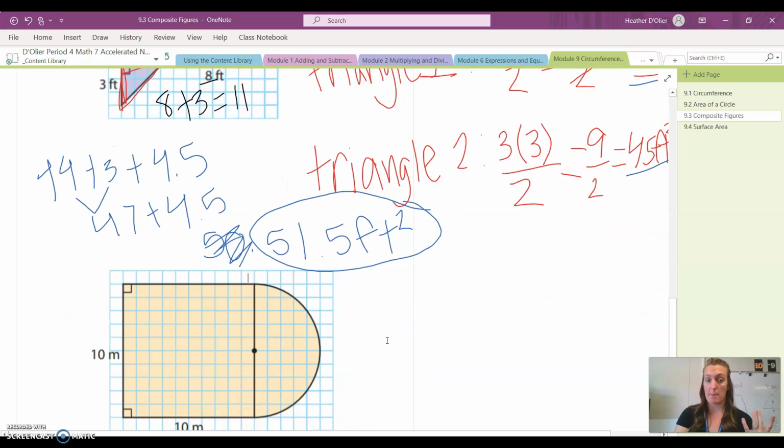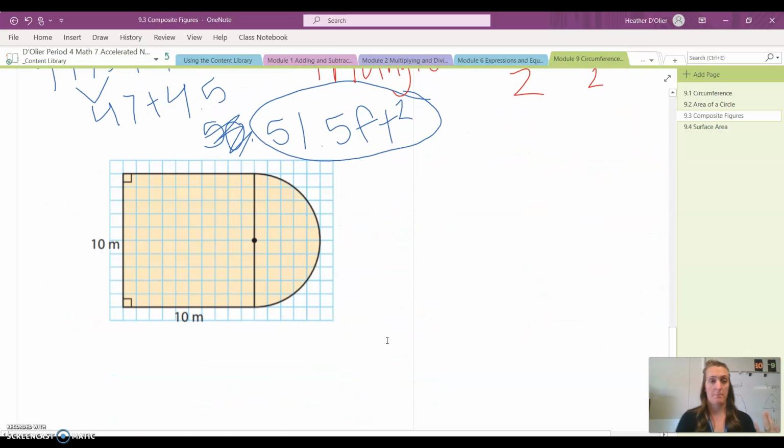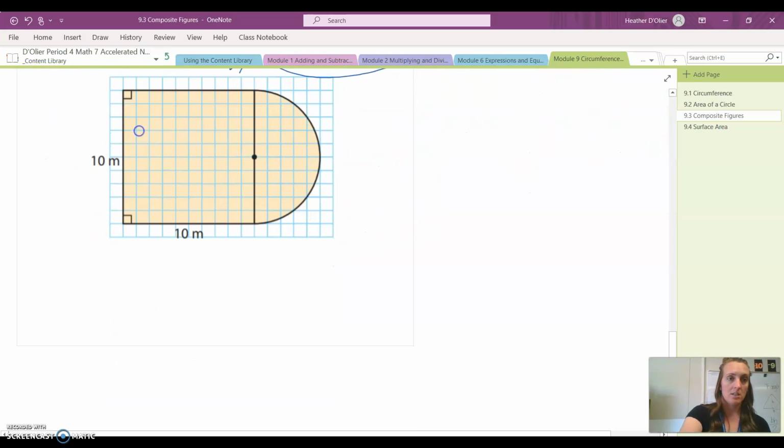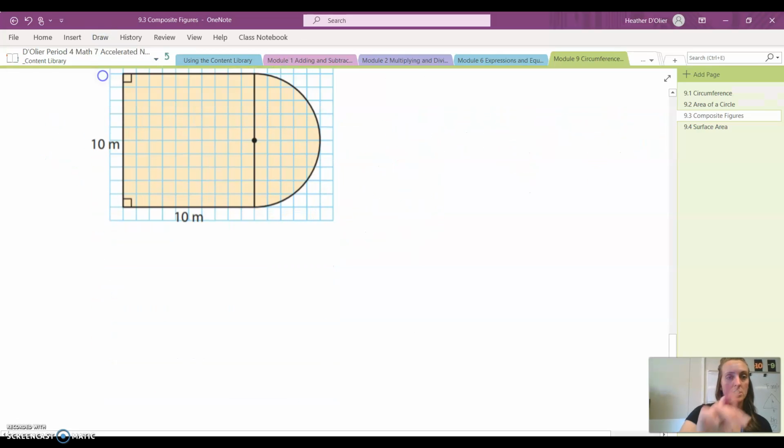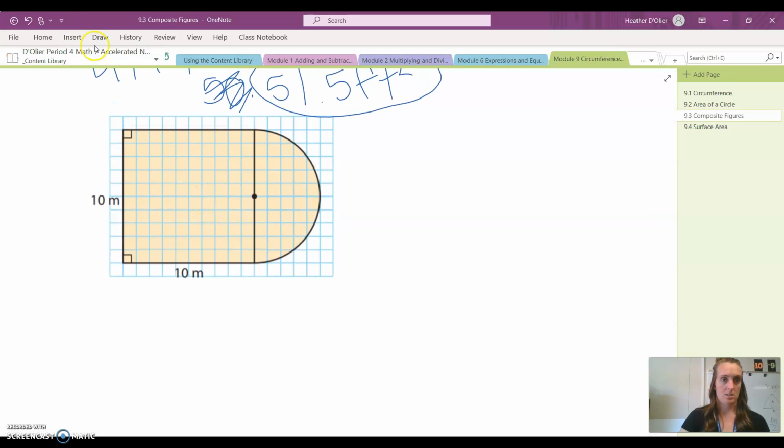Okay, so that was one shape. Here I have a different shape. Looking at this, I see, oh, I need my draw feature. Okay, I see a square, and I know it's a square because it says 10 and 10.